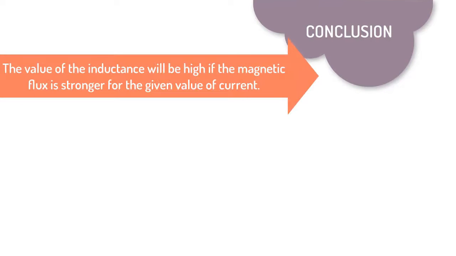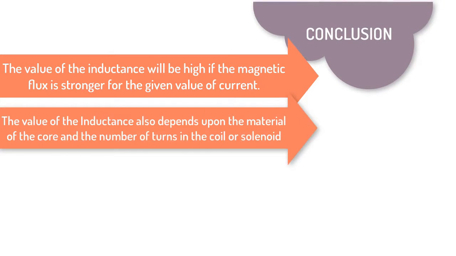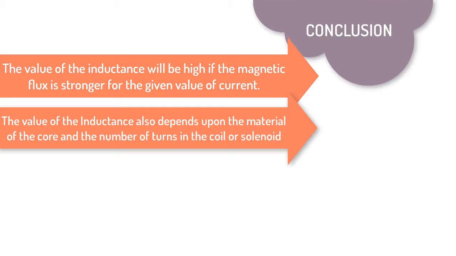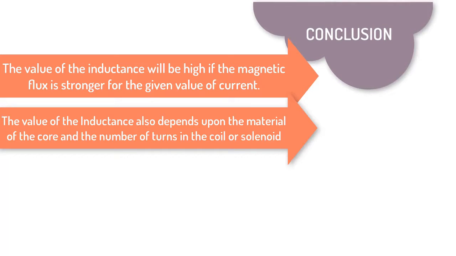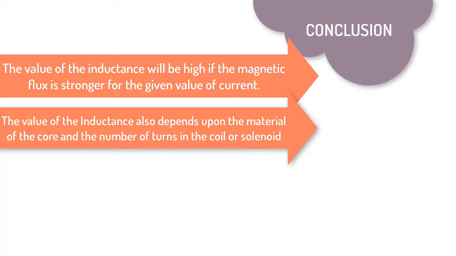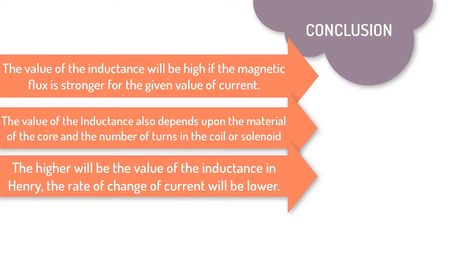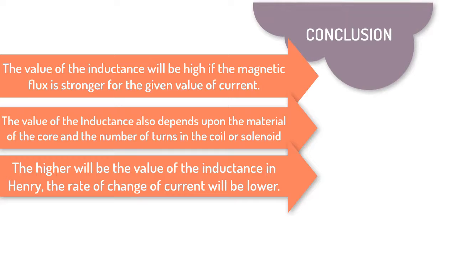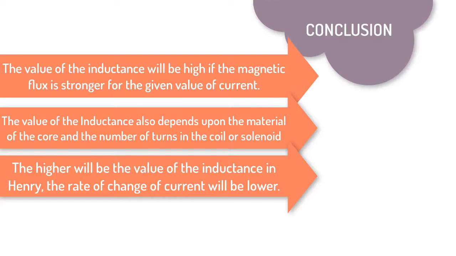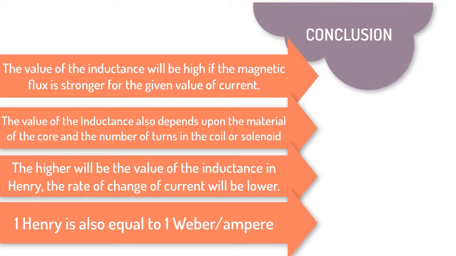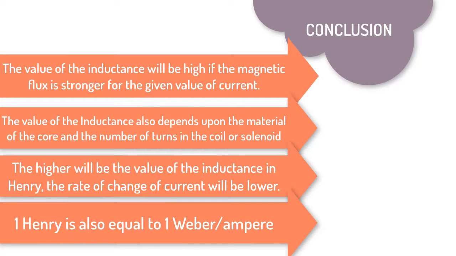From the above discussion, the following points can be drawn about self-inductance. The value of inductance will be high if the magnetic flux is stronger for the given value of current. The value of inductance also depends upon the material of the core and the number of turns in the coil or solenoid. The higher the value of inductance in Henry, the lower the rate of change of current will be. 1 Henry is equal to 1 Weber per ampere. The solenoid has large self-inductance.